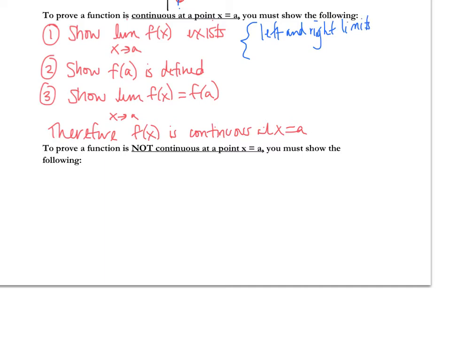Secondly, we have to show that the function is defined. There are many times when the limit exists, but the function is not defined there. That could happen because there is a hole in the graph or an asymptote. And then thirdly, we have to show that not only does the limit exist and the function is defined, but they're actually meeting at the same spot, and that's what step 3 does. As you go through this process of proving a function is continuous, if at any point the proof stops working, then that's when you would say the function is not continuous.